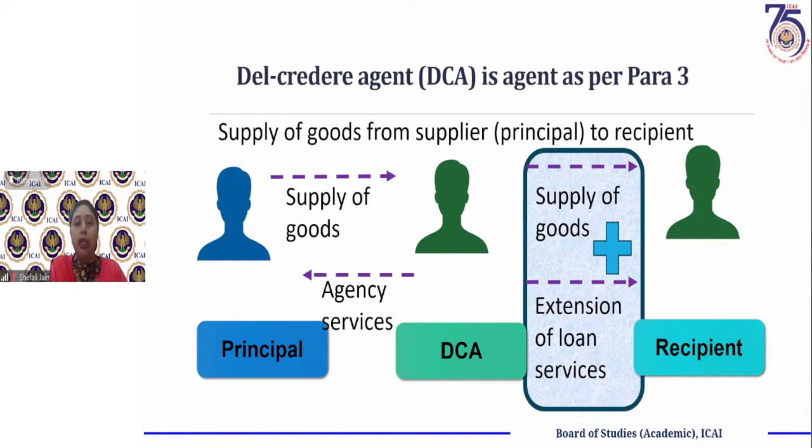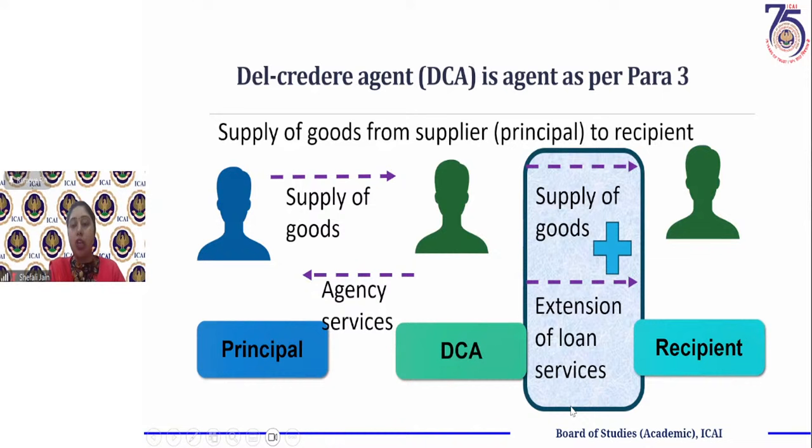Section 15 has a specific provision that any interest which has been given by the recipient to the supplier will be included in the value. So this supply of goods shall include the value of the loan or the interest charged on the loan by the Del Credit agent.